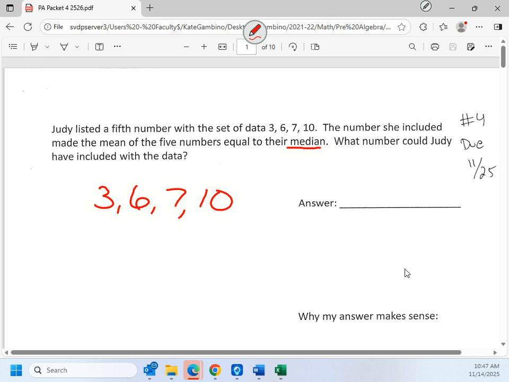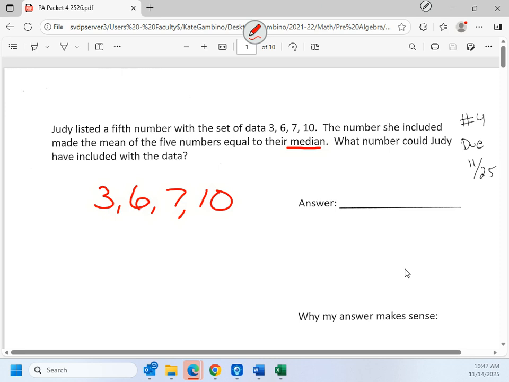We see 3 plus 6 is 9, 9 plus 7 is 16, 16 plus 10 is 26. I'm going to add another number. It's going to be a lower number, like the ones we have. I'm not going to be adding 52 to it, right? Add a number, add that to the 26, divide it by 5, and do you get the median to be the same as the mean?